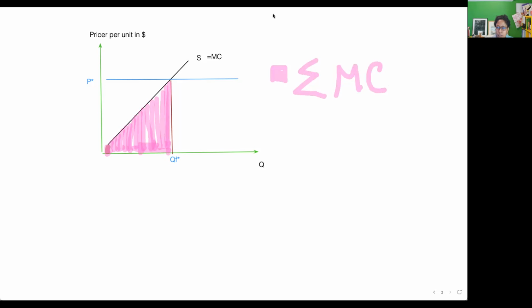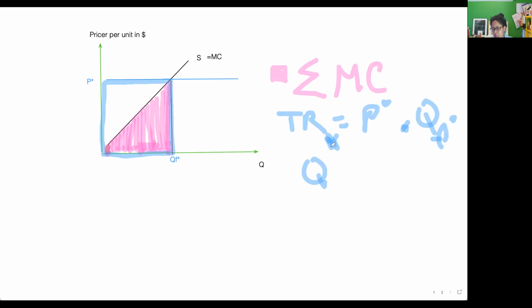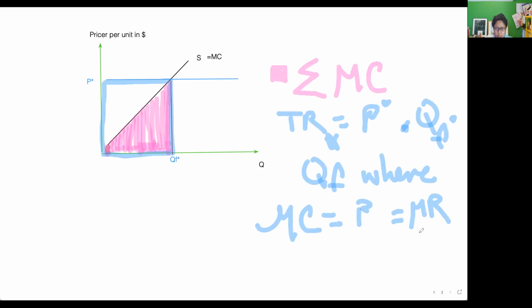Let's see total revenue. Let's get our big blue box going here. Again, you only get revenue for the amount that you sell, so it's very important to identify the correct amount sold. And so the total revenue is the price times the quantity that the firm chooses to produce, and the firm chooses to produce where marginal cost equals price. Just a note that that is equal to the marginal revenue for perfectly competitive firms.